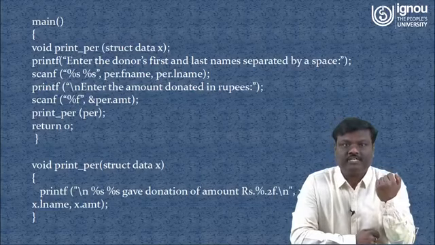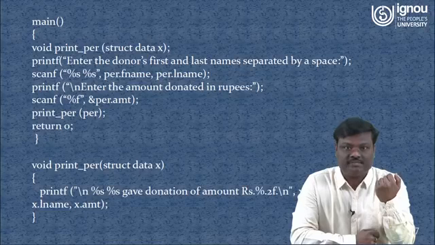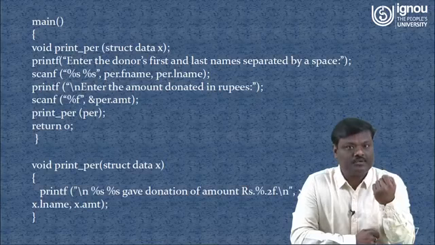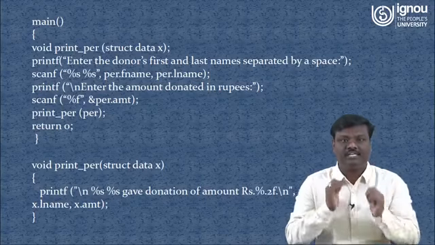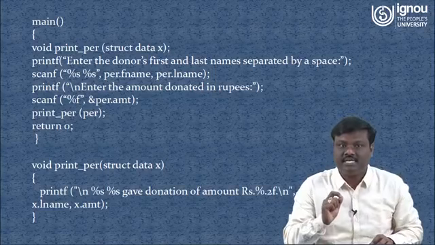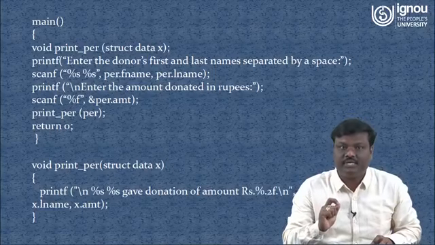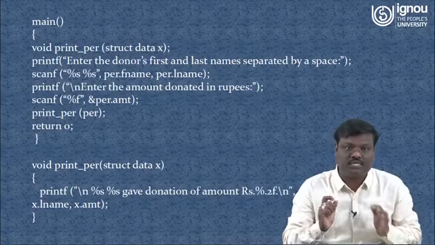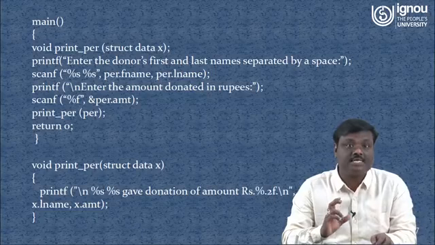So printf, enter the donor's first and last name separated by a space, that we are capturing in per.fname and per.lname. Enter the amount donated in rupees. We are scanning both the values, and we are calling the function print underscore per. Within the braces you can see the structure variable per. In total, the structure is being passed as an argument.